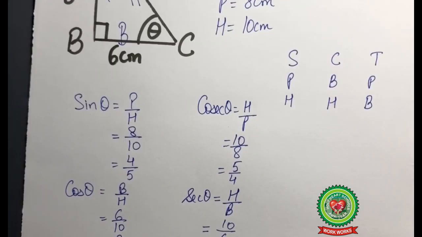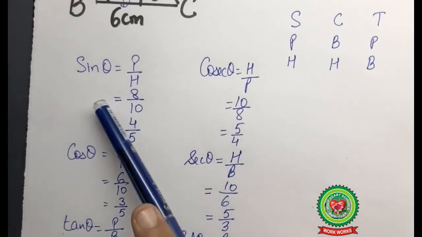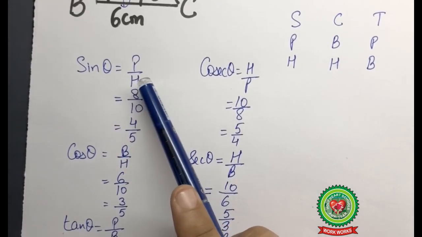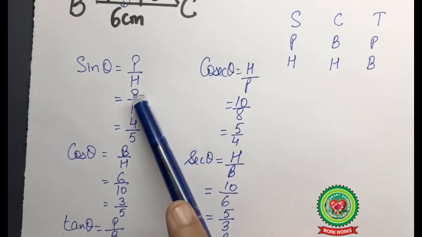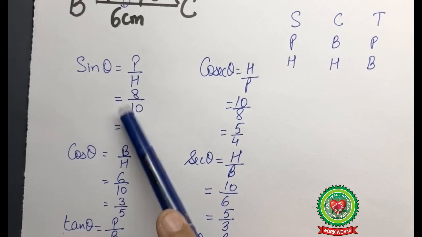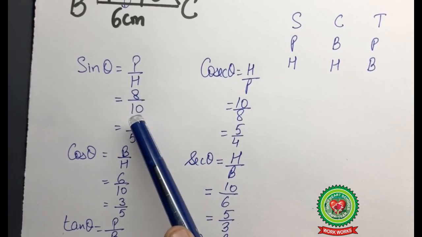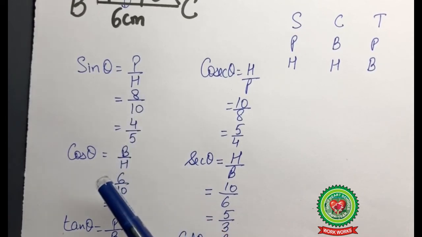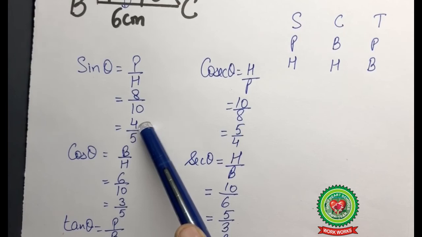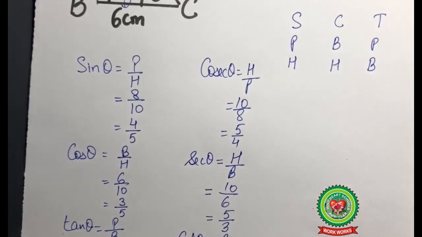Now we are going to write down the 6 T ratios using the given information. The first T ratio is sine theta, which is equal to P upon H. On substituting the values of P and H, we get 8 upon 10. And on doing the cutting, we get the answer as 4 upon 5. Students, you need to remember that ratios are always in their simplest form. So wherever the cuttings are possible, we have to do the cuttings.